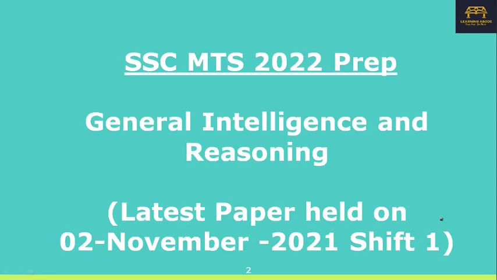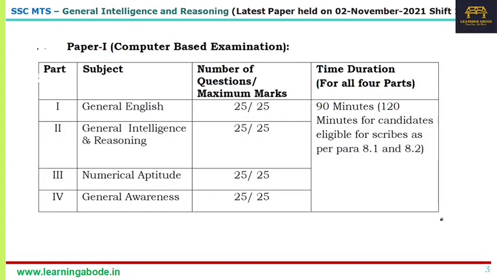In this video, I'm going to solve the general intelligence and reasoning questions from one of the latest SSC MTS papers. So this was asked on 2nd November 2021 in shift 1, right? Now, before I go into the questions, I'll give the brief outline of the computer based examination tier 1 and also the outline of the kind of questions that you can expect from the reasoning section.